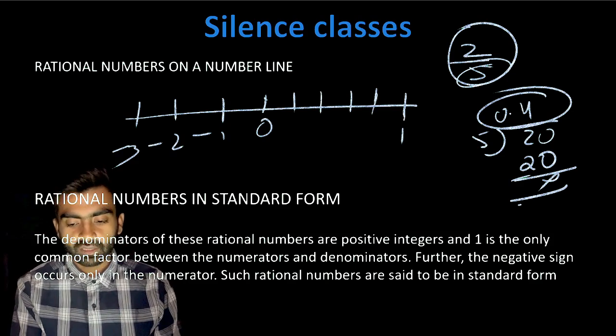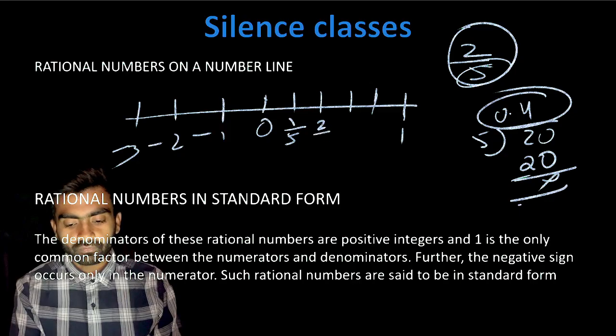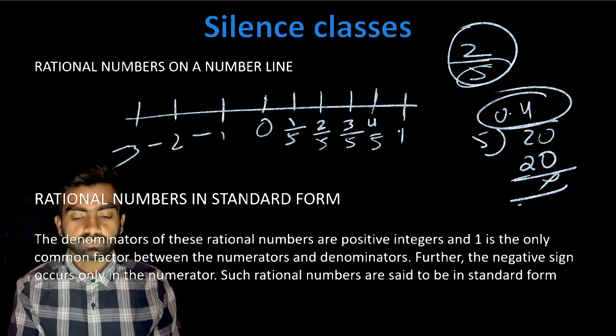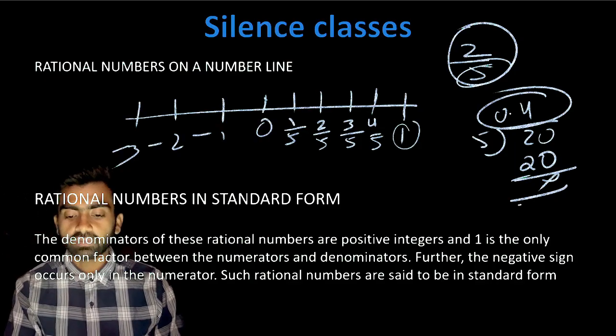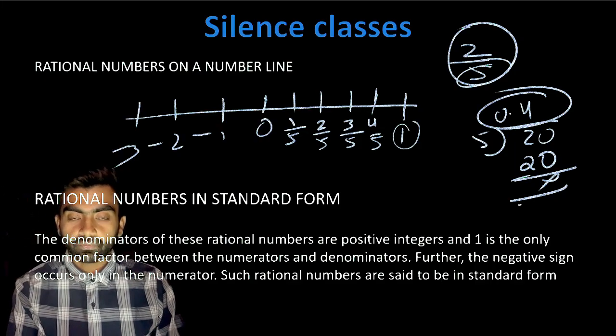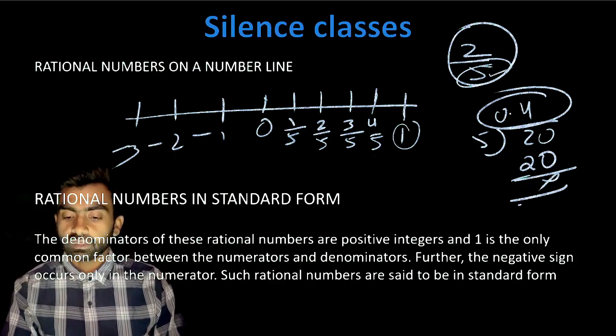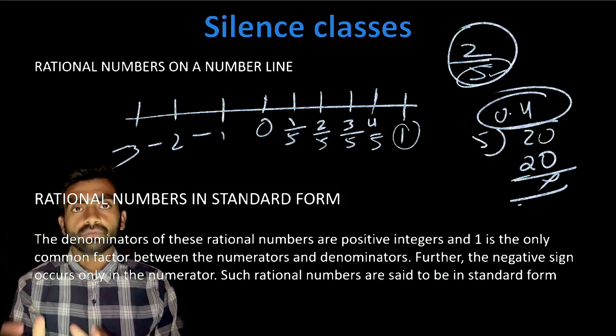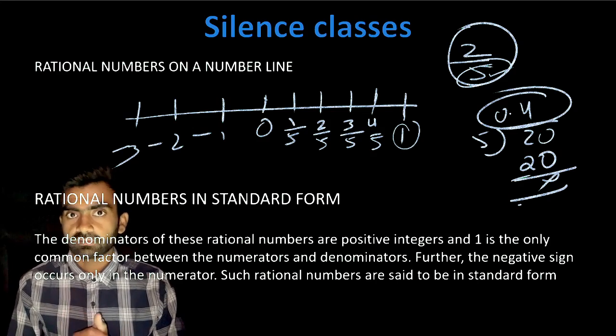So we have to write 1 upon 5, 2 upon 5, 3 upon 5, 4 upon 5, and this one is 5 upon 5. 5 upon 5 is 1, and 1 is already written over here. That's why I have drawn 4 lines between 0 and 1. You have to draw 4 lines. If the denominator is 4, we have to draw one line less.